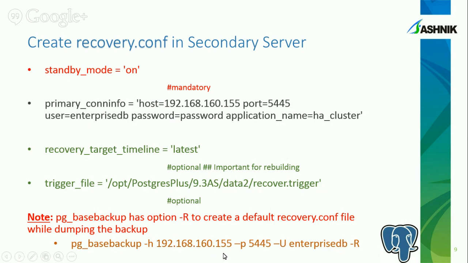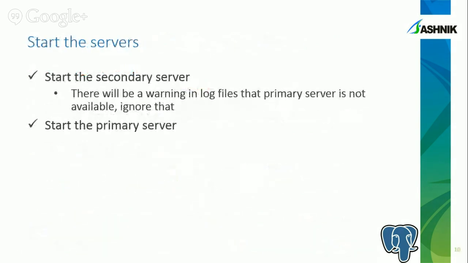Then once this is done, you can start your secondary server first. Once your secondary server has been started, you will see some warnings in your log file. These warnings can be ignored because they are basically telling you that the primary server is not available, since we have never started it. But I'm still going to start my secondary server first. The reason is I don't want my secondary server to lose any transactions on the primary server. So first I start up the secondary server and then I start my primary server. As soon as I start my primary server, any transactions I do there will be replicated to the secondary server.